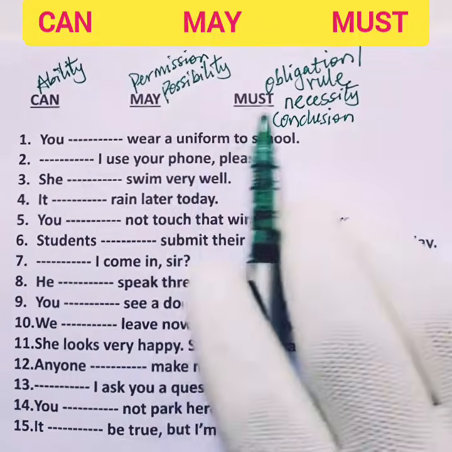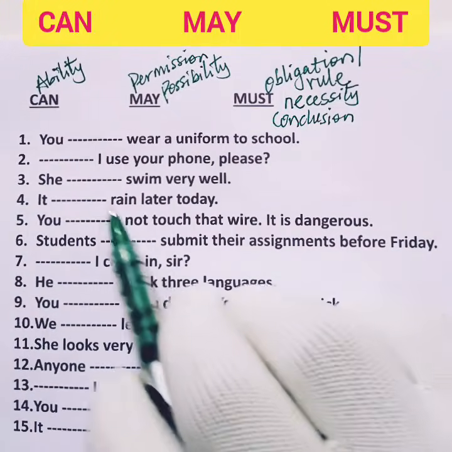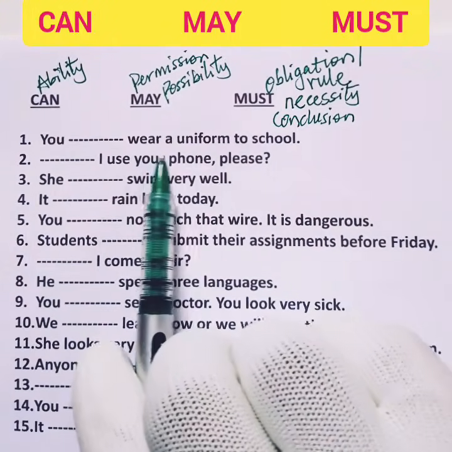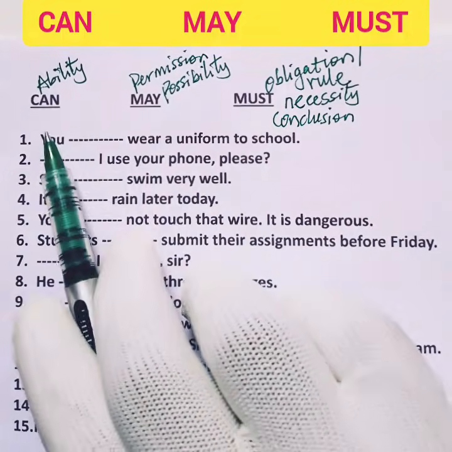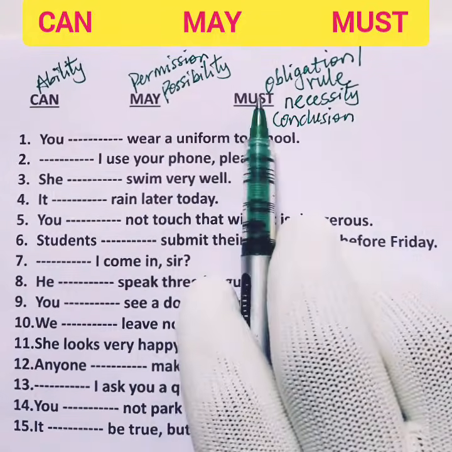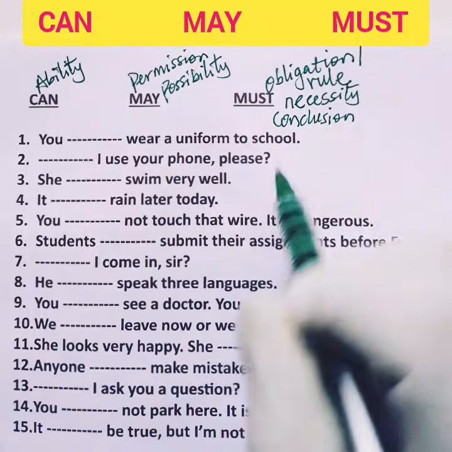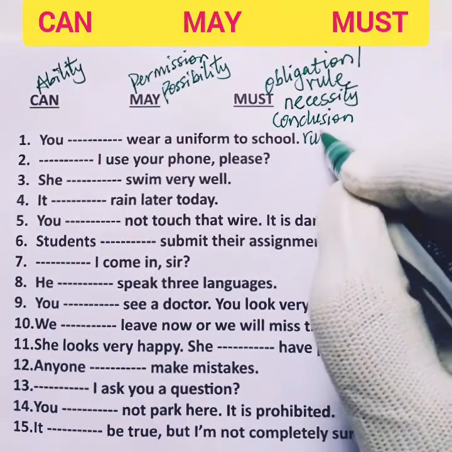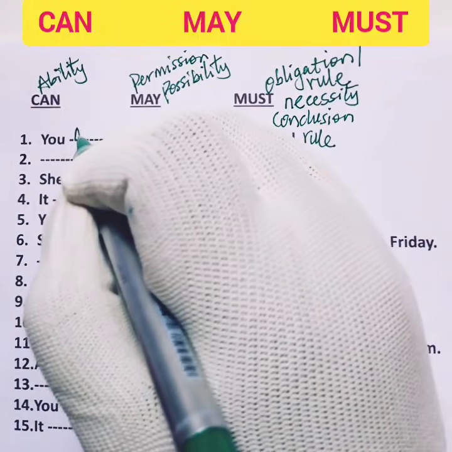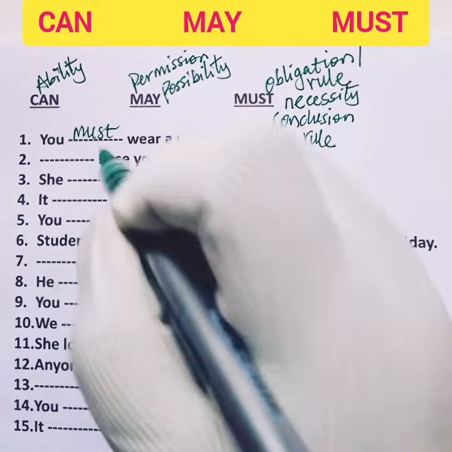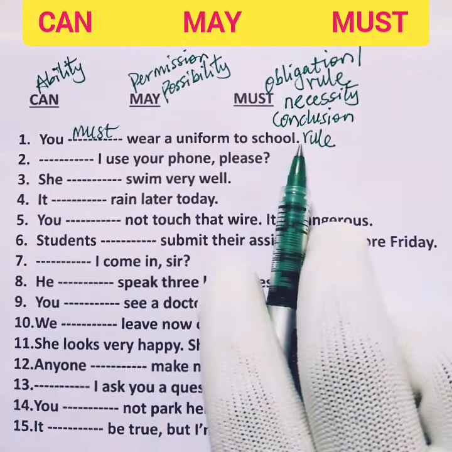Now, let's use this information to answer these questions. 1. You blank wear a uniform to school. What should be the correct answer? Can, may, or must. This sentence expresses a rule. It is a rule to wear uniform to school. So this is must. You must wear a uniform to school.